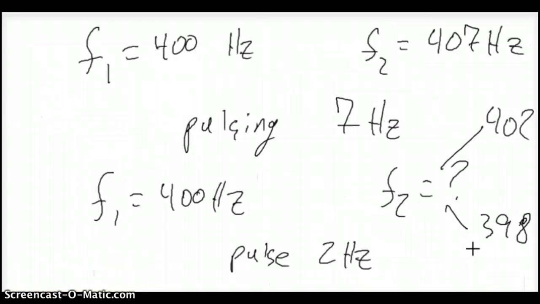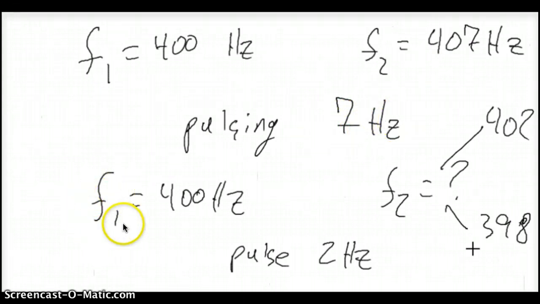So for this last example that you have for us, we have frequency 1, which we know is 400 Hz, and frequency 2 is 407 Hz, and when you play them together, it's pulsing at 7 Hz, and you can see the difference there. It can be a negative 7 Hz too.